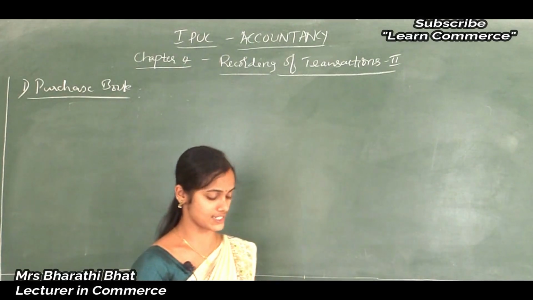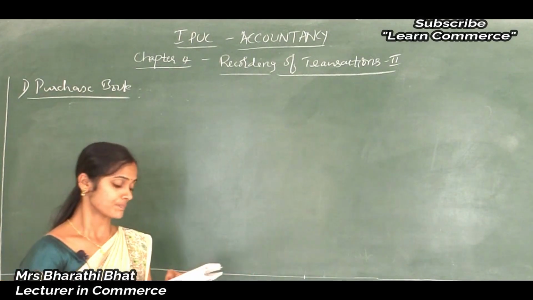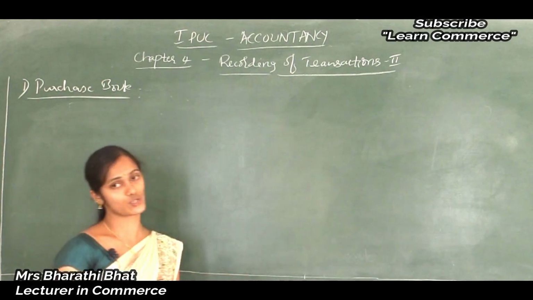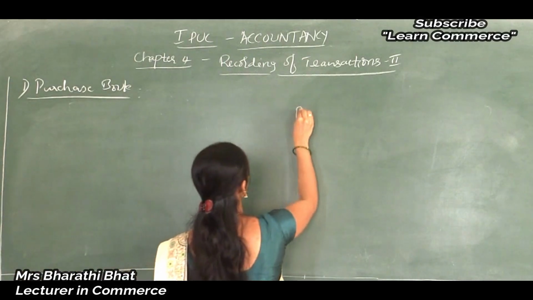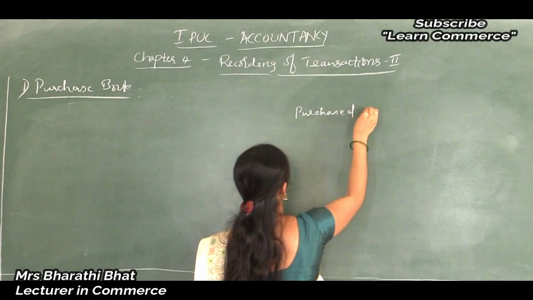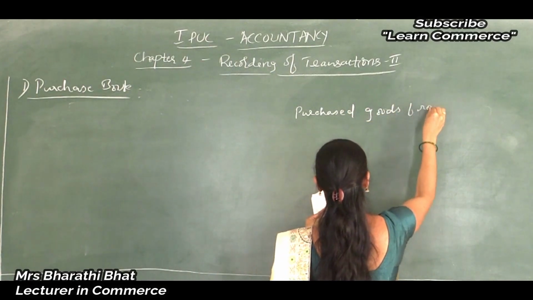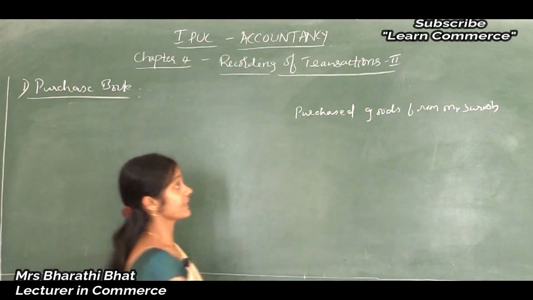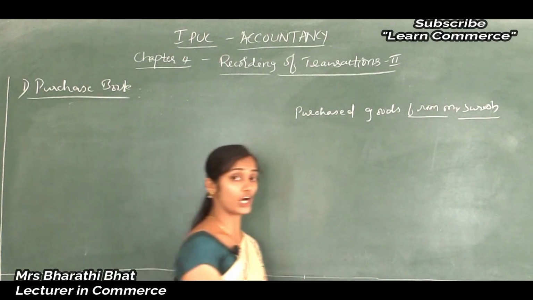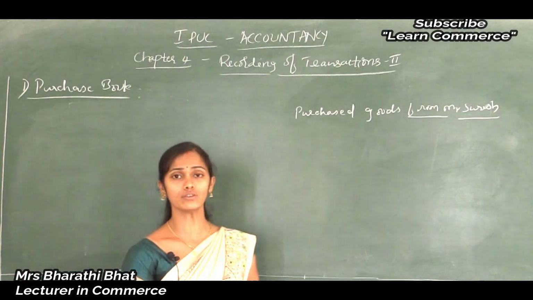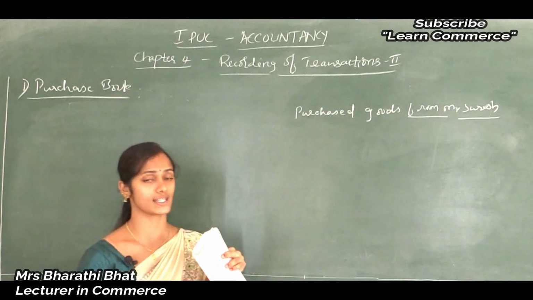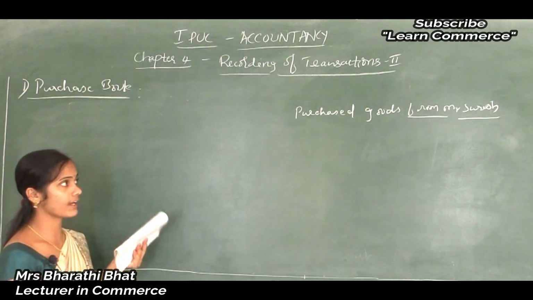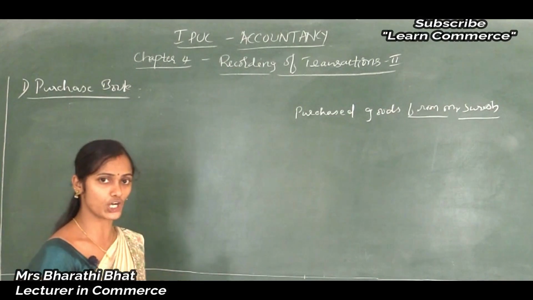of Miss Jain Traders. The transactions are like this: dated 2017 Jan 1, purchased goods from Mr. Suresh. According to the format of purchase book, we have to write the person name, who is the seller, the supplier name. We have to write that in the name of supplier or particulars column, correct, right?